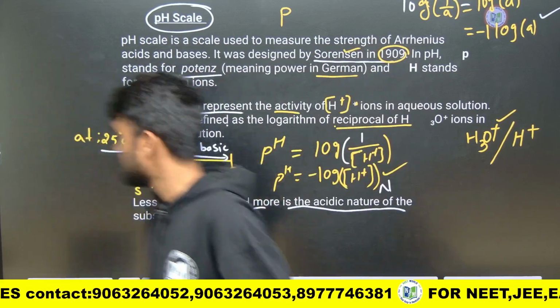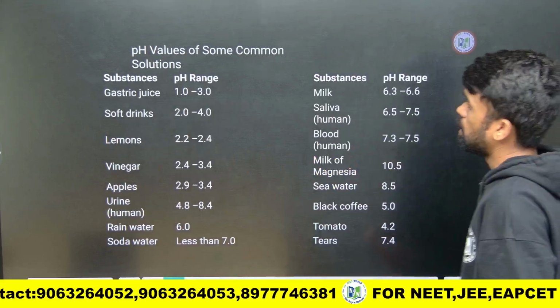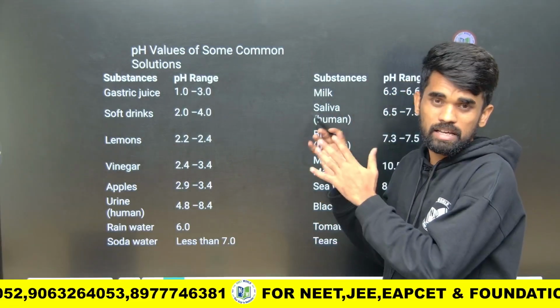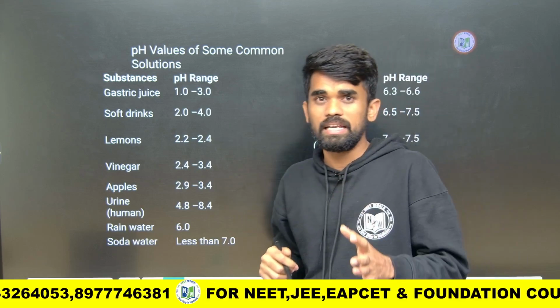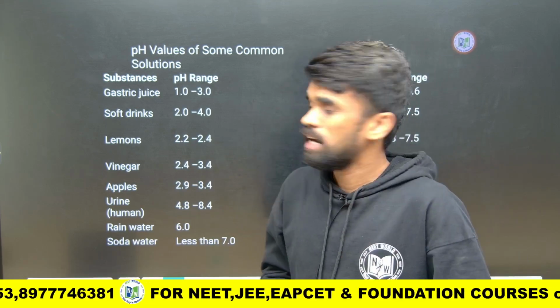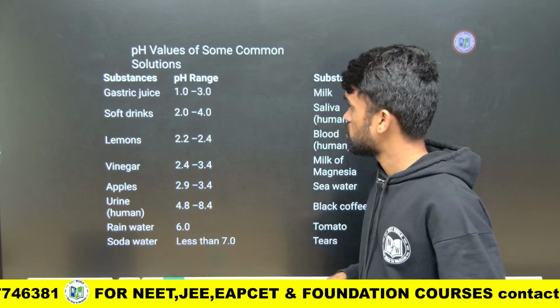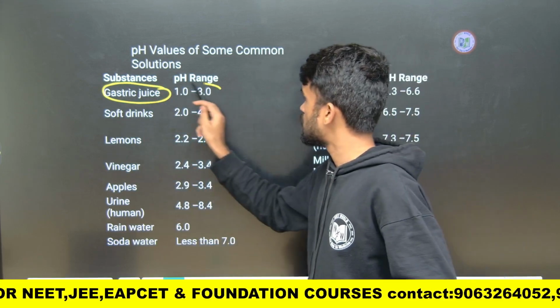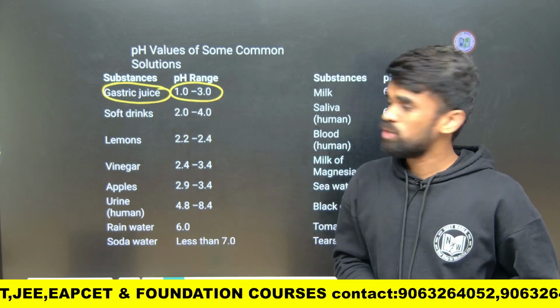Then next, let us move further. Generally we have some substances, some common solutions that we use in our daily life. So what is the pH and how can we give the pH value? Gastric juice, which is present in the stomach, has a pH range of 1 to 3.